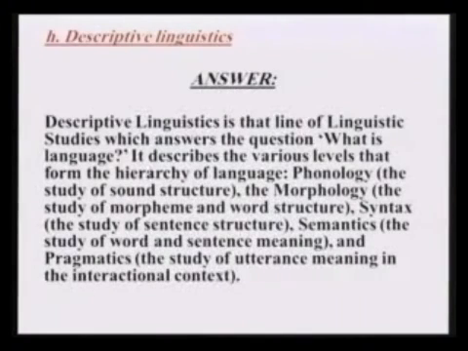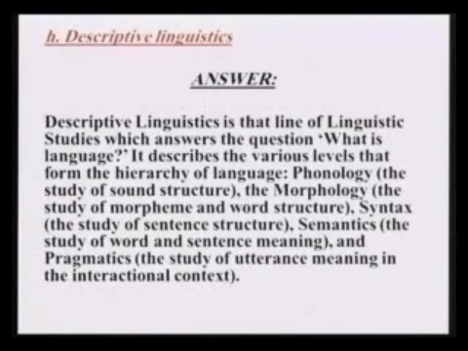Descriptive linguistics. What is descriptive linguistics? Descriptive linguistics is that line of linguistic studies, إحدى دراسات اللغة, which answers the question what is language. على فكرة اللغة قد كده قريبة مننا لدرجة ان احنا بيتهيألنا ان احنا نعرف كل حاجة عنها، لكن ده مش صحيح. We need to inquire a lot and investigate what language really is.